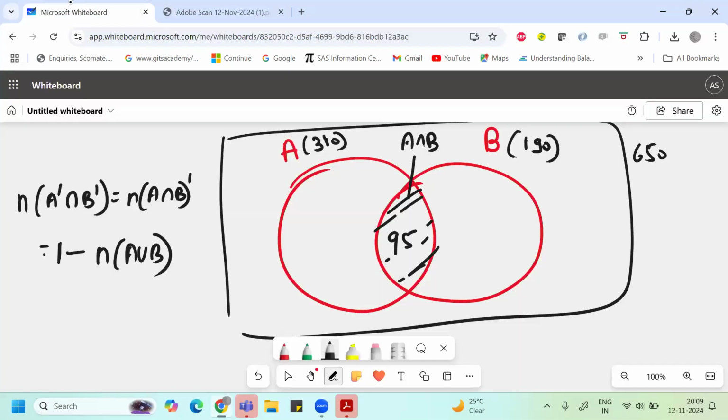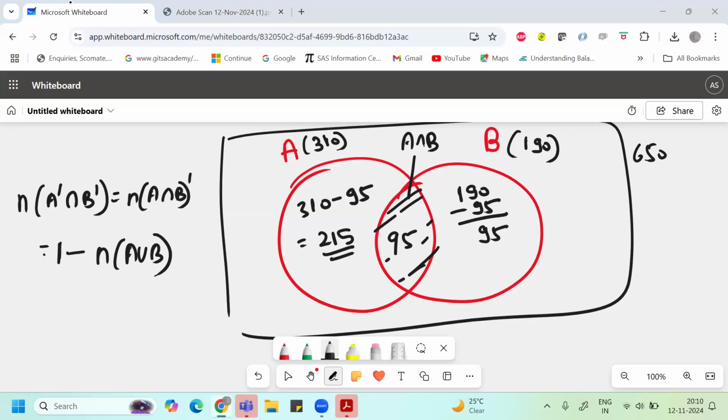Like the total A is 310 and this part is 95. So this part would be 310 minus 95. Now 310 minus 100 would be 210, plus 5 would be 215. So this is 215. Then this would be 190 minus 95. 190 minus 100 would be 90, and then plus 5 would be 95. So this is 215, this is 95, this is 95.